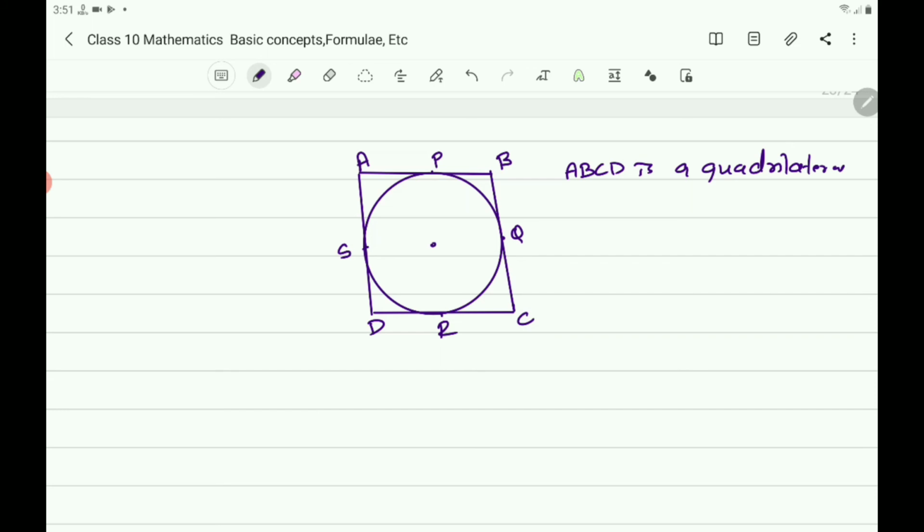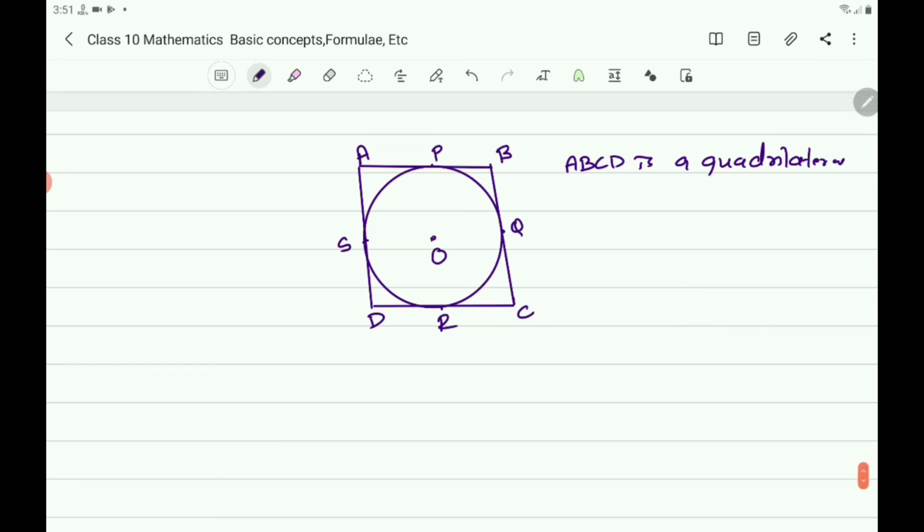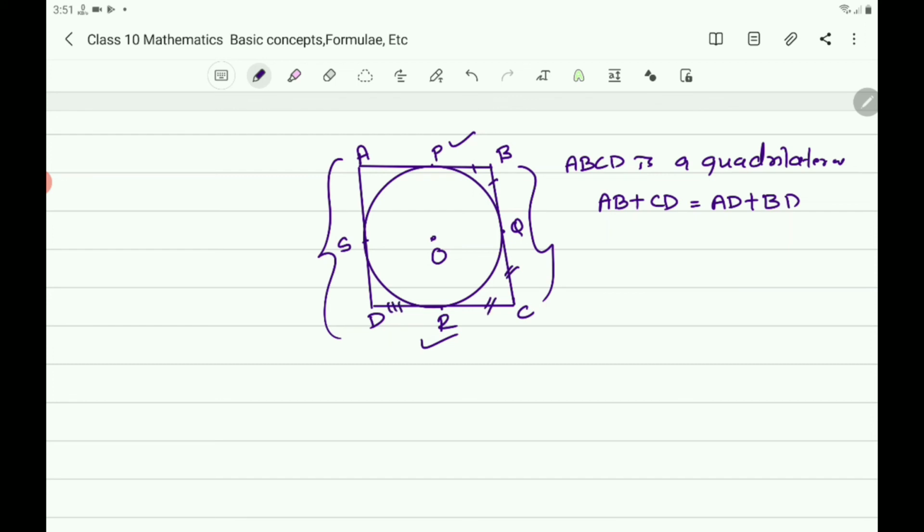Know that AB, BC, CD and DA are the tangents of the circle with center O. Now here one thing you can observe: AB plus CD equals AD plus BC. That is one of the important concepts, because here these two parts are equal, these two parts are equal, again these two parts are equal, and again these two parts are equal. So by using that property, you will get this one.